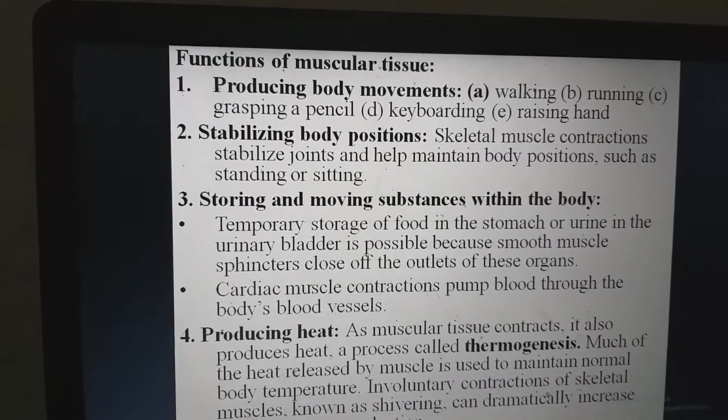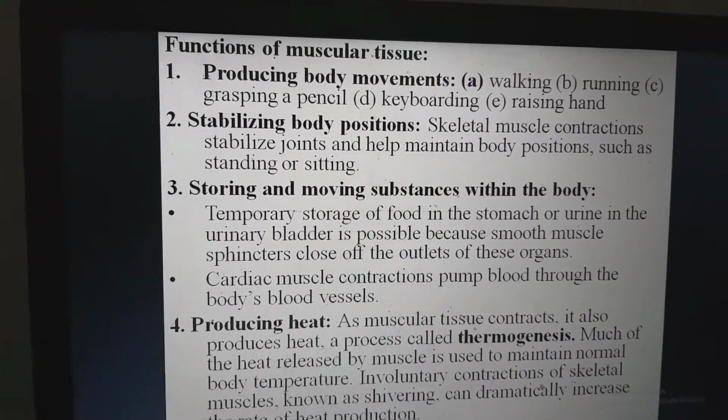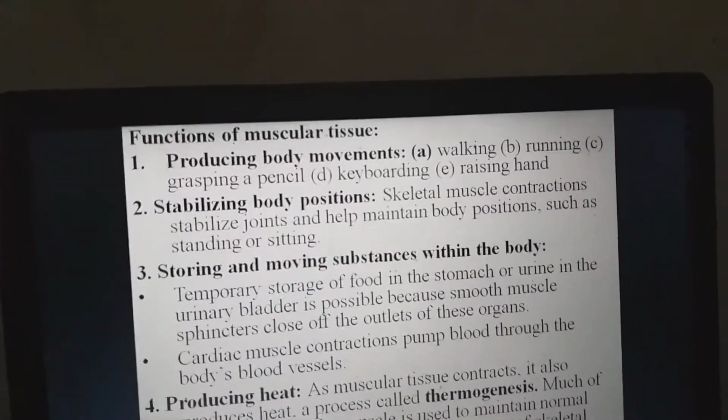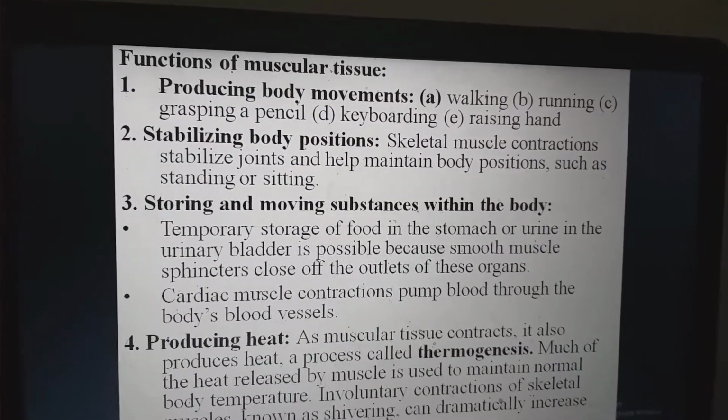The other is storing and moving substances within the body. So temporary storage of food, for example, in the stomach, it can be stored. Then after, it is moved through the GIT downward. So this is what we call storing and moving.